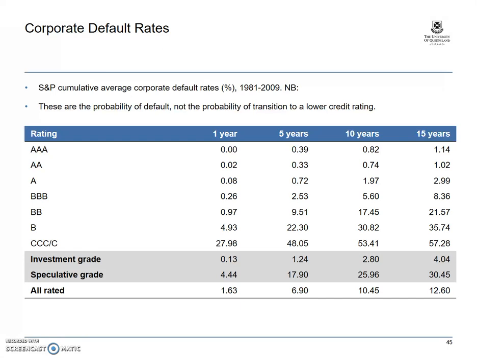Now remember, default does not necessarily mean we get zero money back. It just means that we don't get paid what was promised at the time they said we would be paid. So we may in fact have a reasonably good recovery rate, and so our loss may not be huge, but it's not what we were promised to be paid. And so it's important to consider how risky these bonds are.